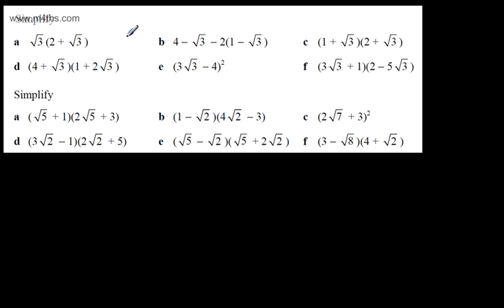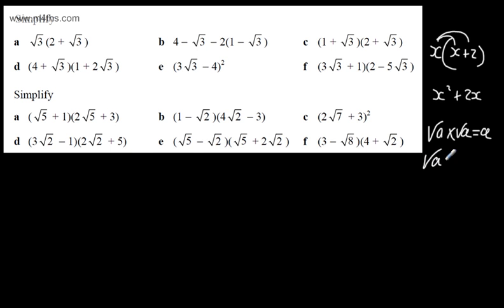We're asked to simplify these ones right here. If I ask you to expand a set of brackets, and I said x, and then we had x plus 2, we would multiply everything on the outside by the inside. So we'd have x squared plus 2x. What we need to remember as well is that the root of a multiplied by the root of a will give us a. We also need to remember that the root of a multiplied by the root of b will give us the root of ab. And we're going to use that property to simplify these.